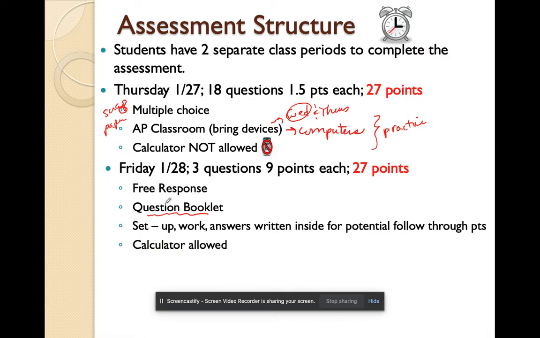This one will have the calculator allowed, although there are multiple parts that don't require a calculator, but you're allowed to have it. So expect your calculator to be cleared before and after.